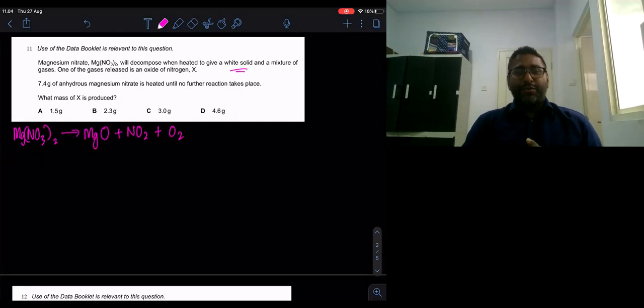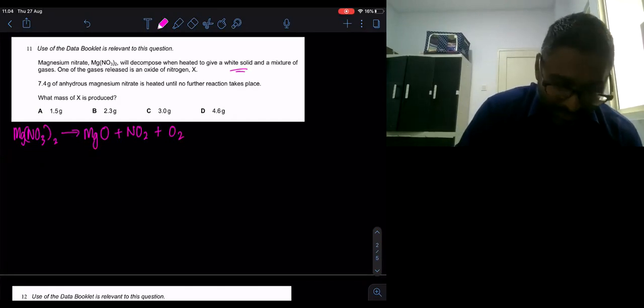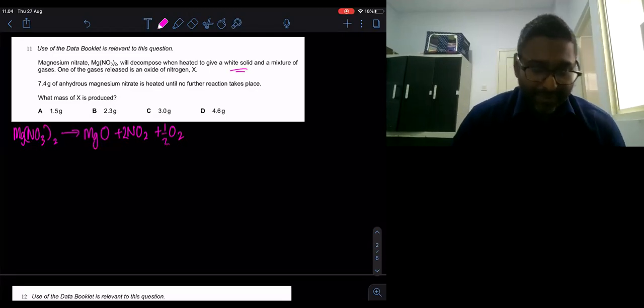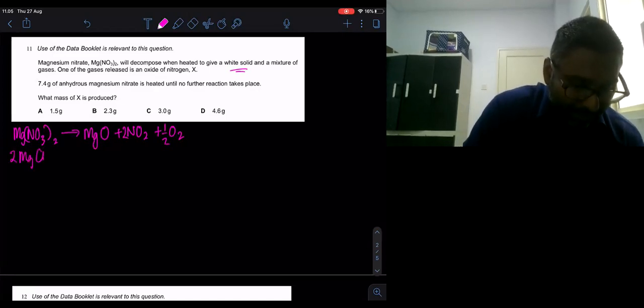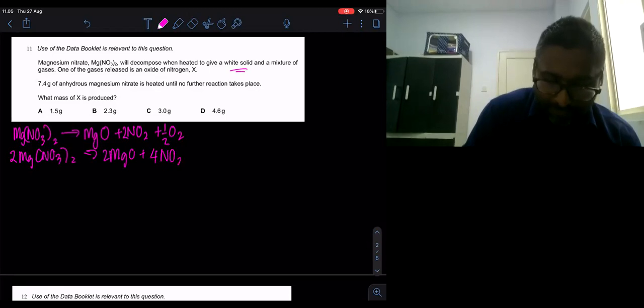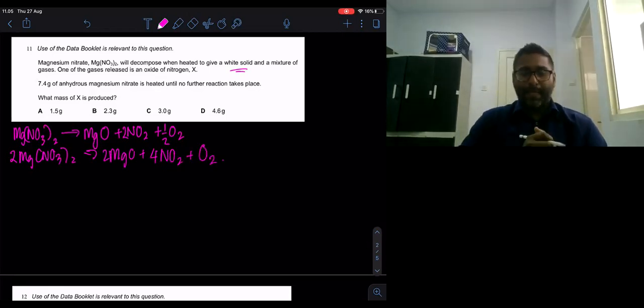So what we need to do is to just balance the equation. There's 2 nitrogen, I put 2 there. Oxygen, there's 6, so this one I need to put half. So I just times everything by 2. I'm going to get 2 Mg(NO3)2 giving 2 MgO plus 4 NO2 plus O2. This is going to be my equation.